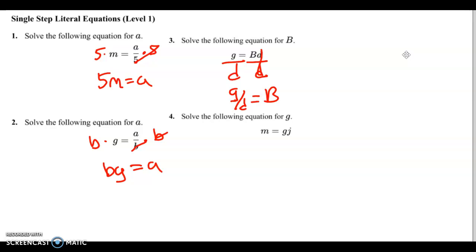Alright, now we got another example, very similar. We're solving for g here. G is being multiplied times j. And so what we're going to do is divide the j off. Always do the opposite. So they go to g, and what I'm going to do is divide the j off. So that's going to leave me with m over j, which can't divide. So I'll leave it as m over j. And the j's cancel out on the right side, leaving me with just g.